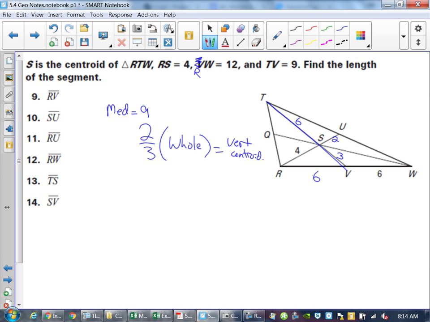What else do we have? So we have RV, that was 6. SU, that was 2. RU is 6, it's the whole thing. RW, 12, that was really difficult. TS was the 6, and SV was the 3.